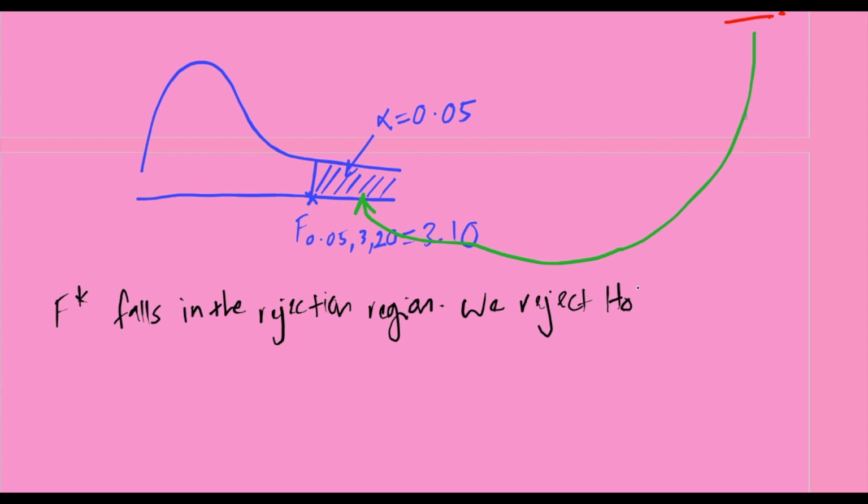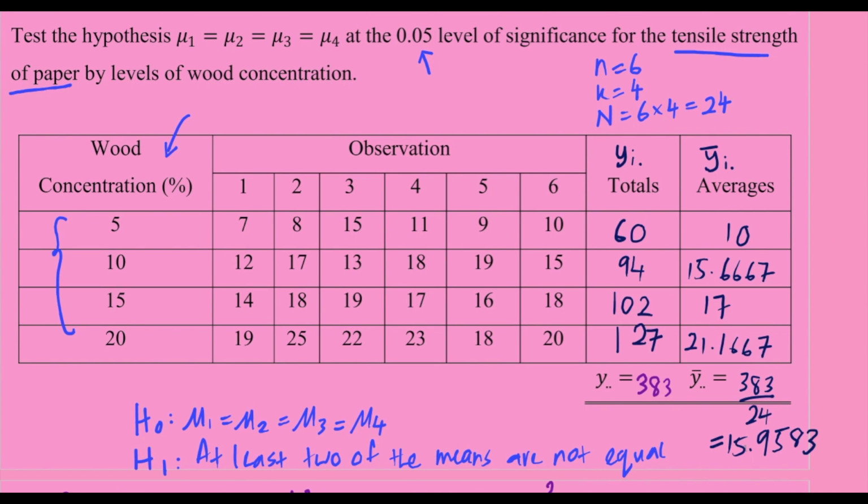Let's see what happens when we reject the null hypothesis. Okay, so this is the whole question. So there's no definite question here. They simply ask you to test the hypothesis, right? And now you are actually rejecting the null hypothesis. So this has been rejected. And we accept the alternative. At least two of the means are not equal.